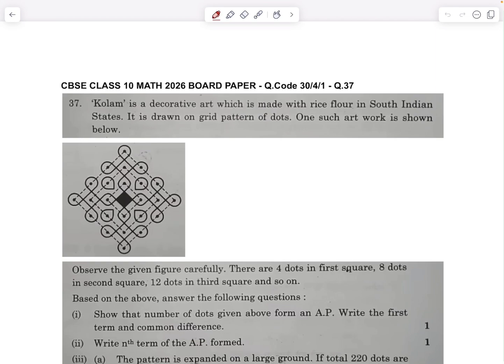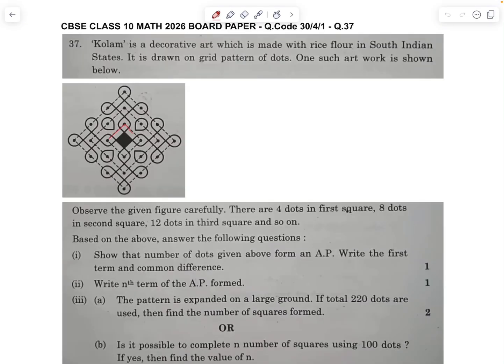The question goes like this. Kolam is a decorative art which is made with rice flour in South Indian states. It is drawn on grid pattern of dots. One such artwork is shown below. Observe the given figure carefully. There are 4 dots in the first square, 8 dots in the second square, 12 dots in the third square, and so on. This is the first square, the next square, and the next.